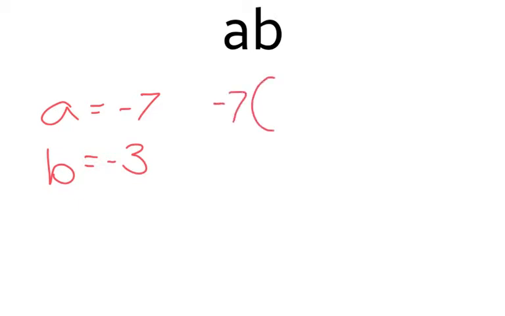Another example is a times b. In this case, we could say that a is equal to negative 7 and b is equal to negative 3. And again, substituting those numbers in is negative 7. And usually parentheses are used when you're multiplying and evaluating expressions. So times a negative 3, negative 7 times negative 3, two negatives make a positive, you get a positive 21.